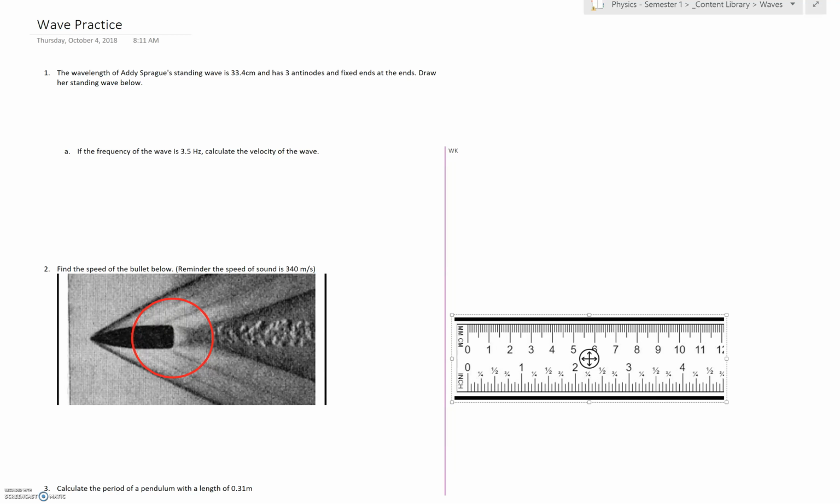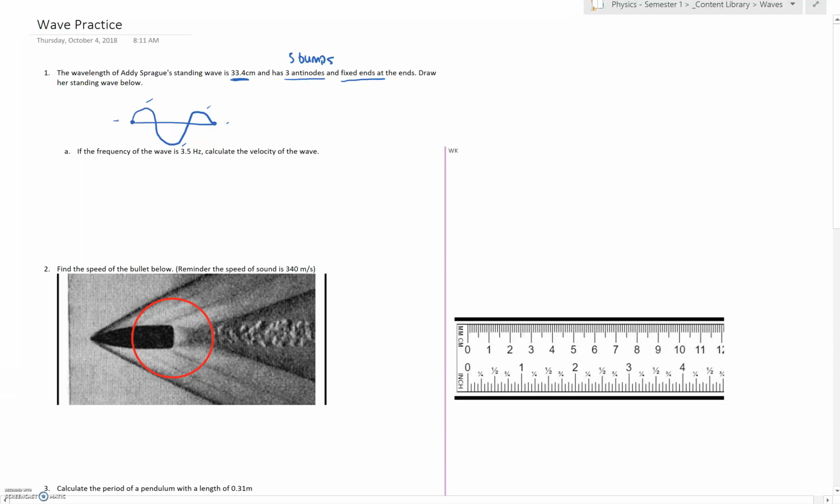So let's take a look at this first problem. It says the wavelength of a standing wave is 33.4 centimeters and it has 3 antinodes and fixed ends. For number 1, I just want you to draw that standing wave. Some of the keys here: the centimeters don't matter just yet, but the antinodes and the fixed ends matter. So I'm going to draw the fixed ends in first, and then note that 3 antinodes means we want to draw in 3 bumps. I'll draw the 1st bump, the 2nd bump, and the 3rd bump. I know it's not perfectly to scale, please forgive me. Not that great, but we have the 3 antinodes and it's fixed at each end.